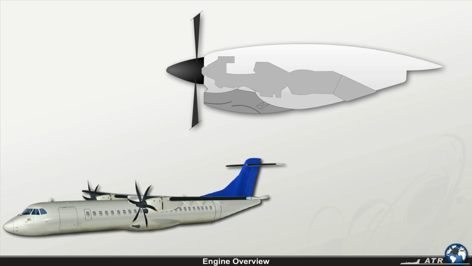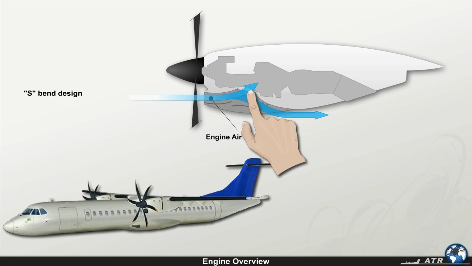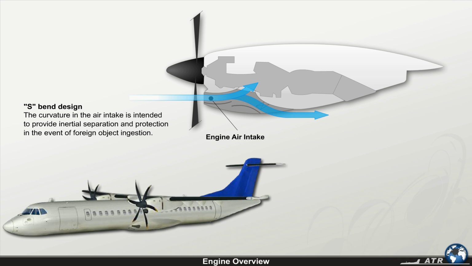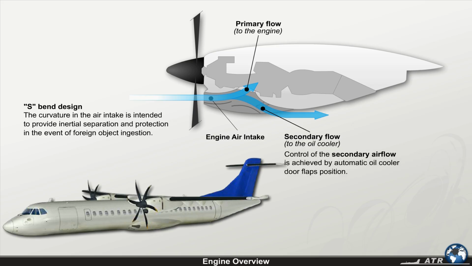Each engine incorporates an engine air intake, which is offset and has a shallow S-bend design to provide uniform inlet air to the engine compressor. The curvature in the air intake is intended to provide inertial separation and protection in the event of foreign object ingestion. It is also used to divide airflow into a primary flow to the engine and a secondary flow to the oil cooler. Control of the secondary airflow is achieved by automatic oil cooler door flaps position.